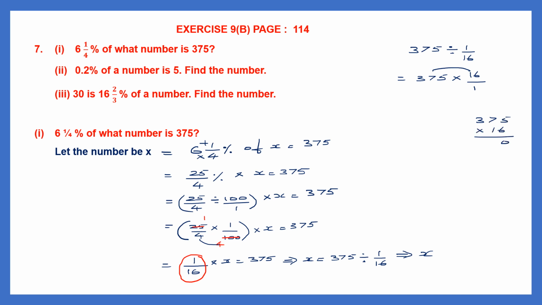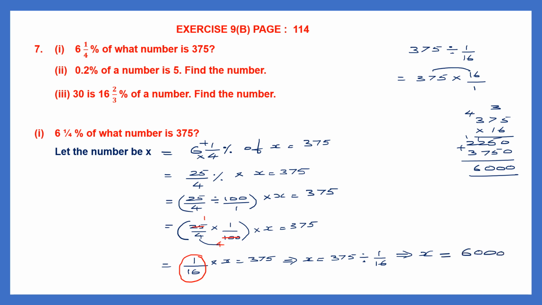6 5s are 30, carry 3. 6 7s are 42, plus 3 is 45, carry 4. 6 3s are 18, 22. Now second step is multiplication by 1. So we write the numbers as it is. Now we add 0. 5 plus 5 is 10. 2, 3 plus 7 is 10. Carry 1. 2 plus 1 is 3. 3 plus 3 is 6. So here we've found the value of x to be 6,000.